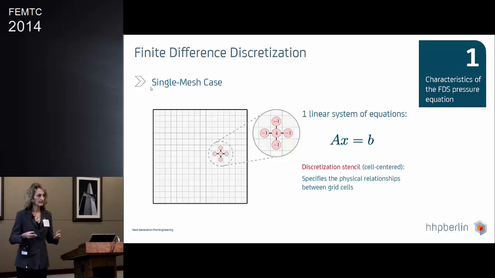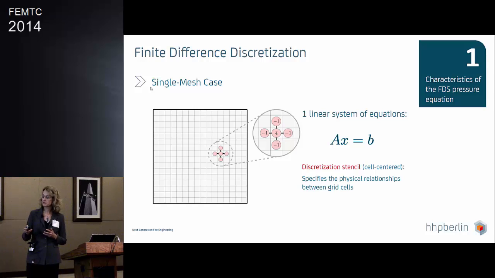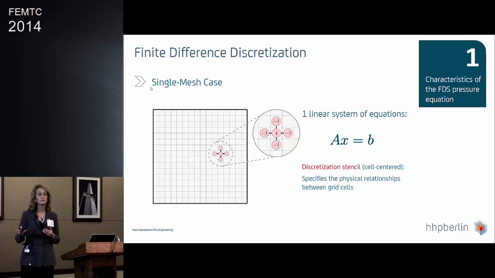So in order to run a fire scenario on a computing system, we have to make it finite somehow. We have to bring it onto a grid. And in FTS, this is based on the use of a finite difference discretization method. It's shown here for the single mesh case. This method is based on the use of a discretization stencil, which is cell-centered. And this stencil somehow specifies the relations of the single grid cells between each other. And at the end, you get a linear system of equations of this type.